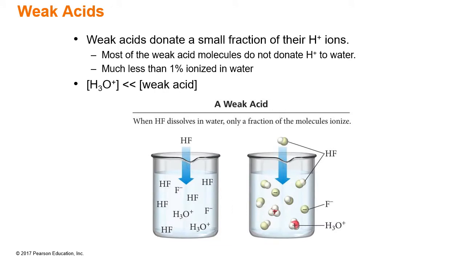If we are talking about a weak acid, weak acids donate only a small fraction of their H plus ions. So it has nothing to do with the overall concentration of the acid being strong or weak. It has to do with how much of it ionizes into the solution. So most weak acids stay mostly as the molecule and only donate a very small amount of H plus to the water. So much less than about 1% ionizes. So the H3O plus concentration is much less than the overall concentration of the weak acid.